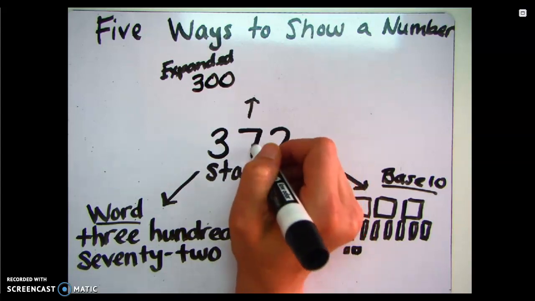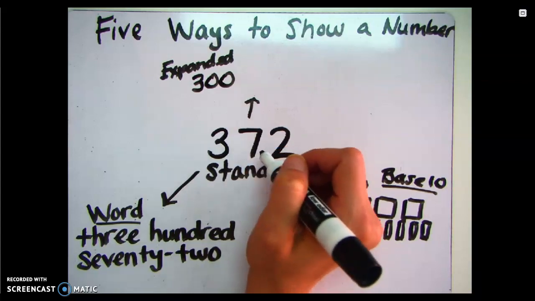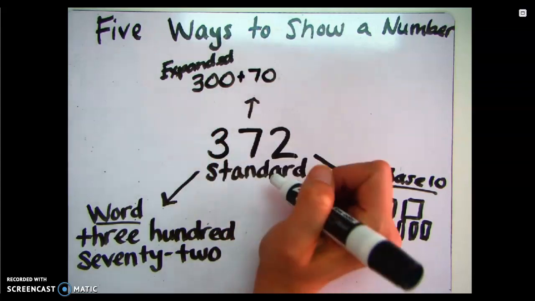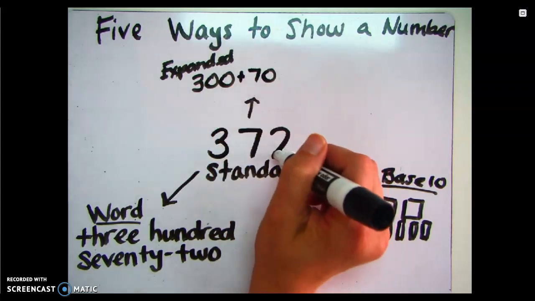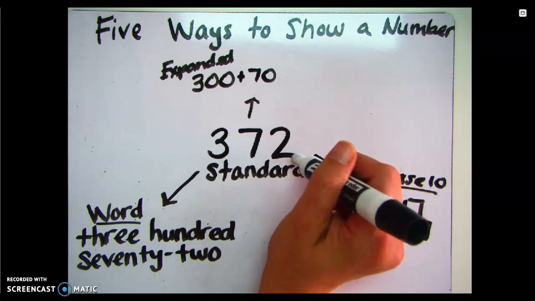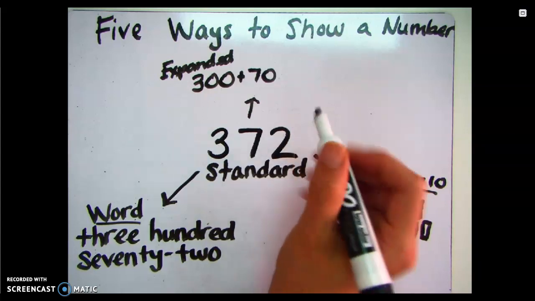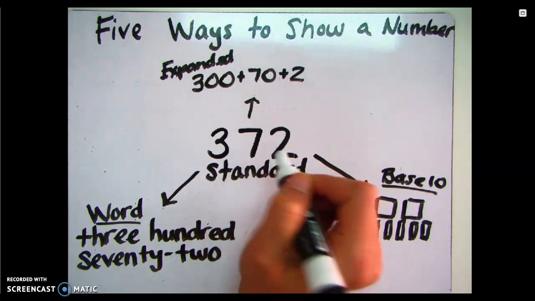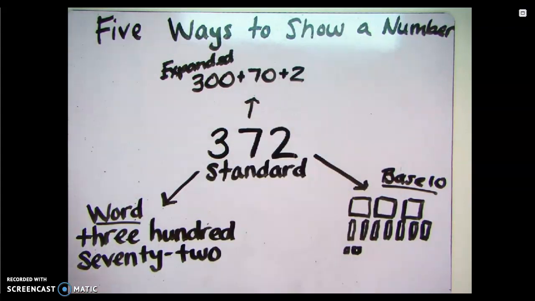And now I have a 7 in the tens place. How much is 7 in the tens place? Well, it's 70. So I'm going to add 70 to it. And now I'm going to look at the digit in the ones place. It's a 2. Well, 2 is just 2 in the ones place, so I'm going to add a 2. So expanded form is like stretching out that number. I'm just putting how much is really being represented by each place value.